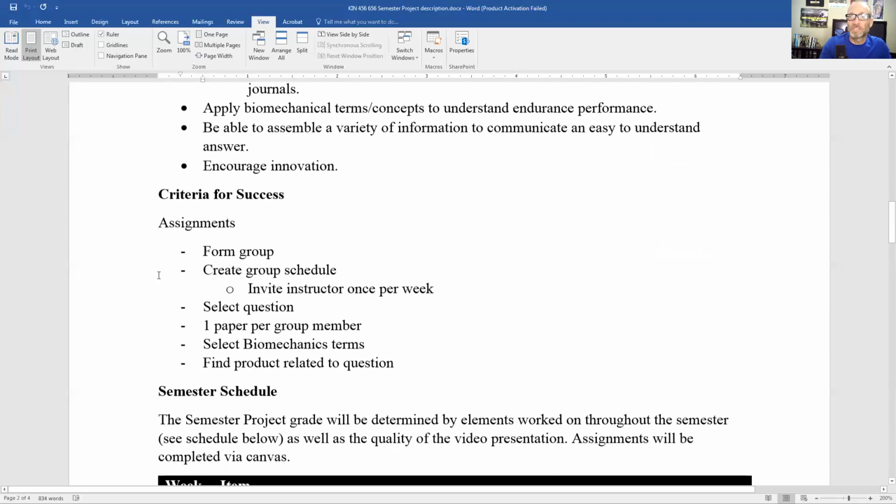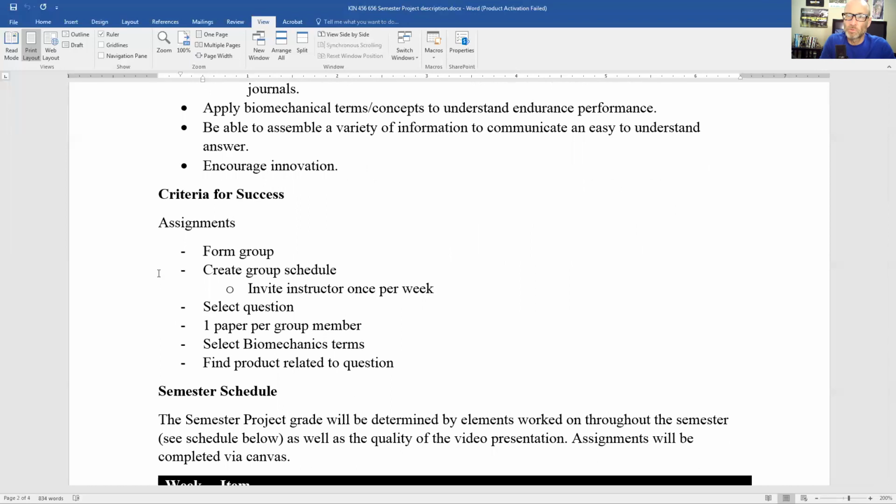All right, criteria for success for the semester project. Do the assignments, and I'll set these up in Canvas so that you can check them off as you go along. These are complete, okay? If you remember on your graded elements, this is part of your semester project grade, is getting these things done. And we'll do these on a regular schedule.